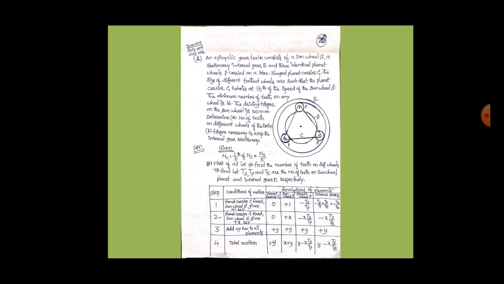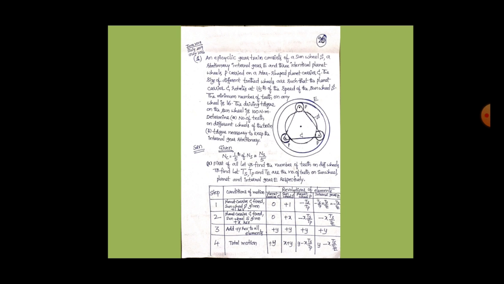Once again, what is the condition of motion in the second row? Planet carrier C, still it is fixed. Now the sun wheel S, which was given plus 1 revolution, is to be given now plus X revolutions. It means I should multiply all the first row values with X. So 0 into X is 0, 1 into X is X, minus Ts by Tp, if I multiply with X, then it will be minus X into Ts by Tp, and minus Ts by Te, if I multiply with X, then it will be minus X into Ts by Te.